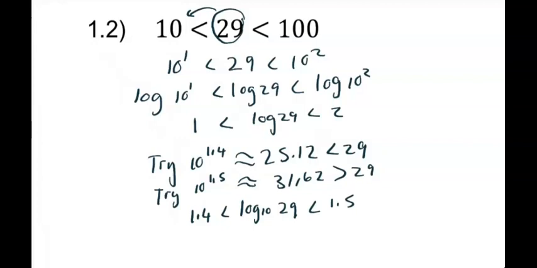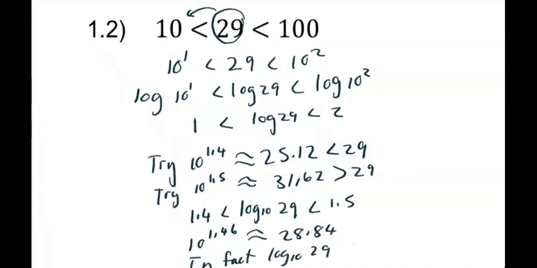In which case I can now narrow it down a little bit. So let us take something in between. Let us try 10 to the 1.46. Then I get approximately 28.84, which is almost 29. In fact, the log to the base of 10 of 29 is, when we use the calculator to look up the log, we will get 1.462. So we have a very good guess here when we took 1.46.